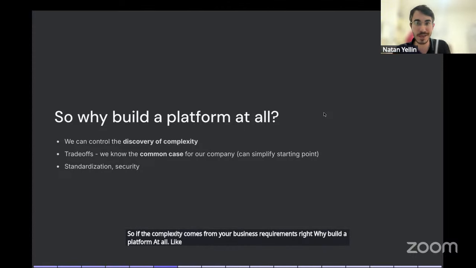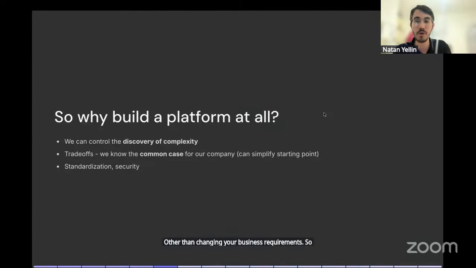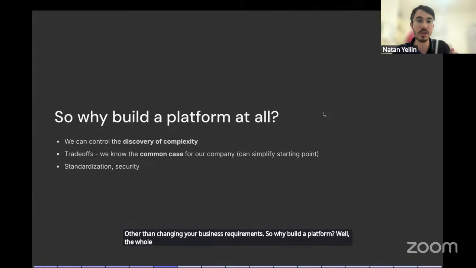What I'm essentially saying is you have a certain level of complexity. Nothing you ever do will change that other than changing your business requirements. So why build a platform? Well, the whole point of building a platform is that you control how complexity is discovered. You control the learning curve on complexity. And I'll give you an illustration of that in another 10 seconds to make that more clear.